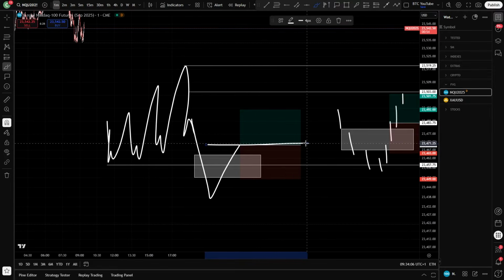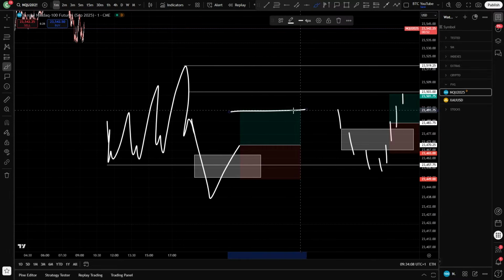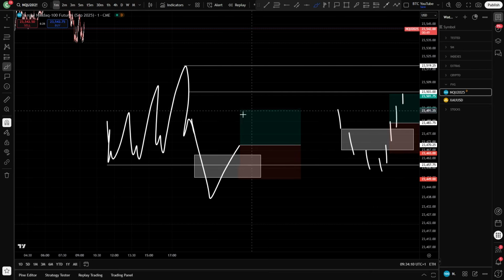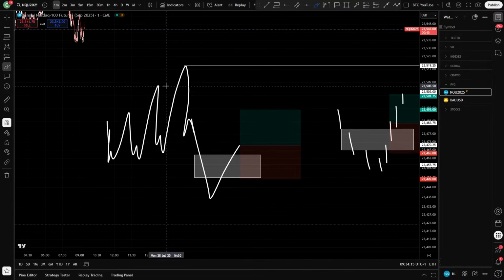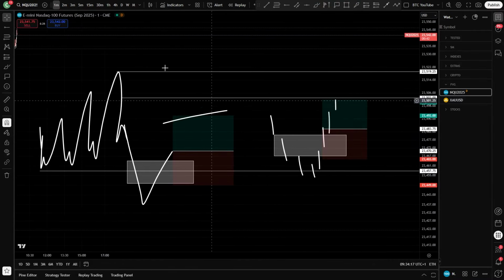So you enter here, you're targeting a 1-for-1. Once you hit the 1-for-1, you scale half off and you go break even on the rest. And then you let the rest either run to your targets or come down and get stopped out at break even. And this is the strategy, very simply.